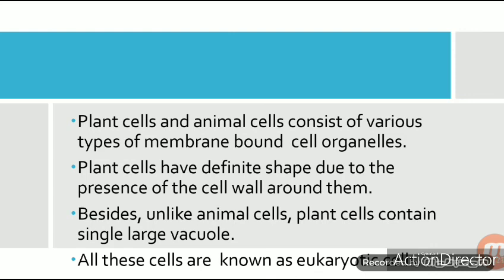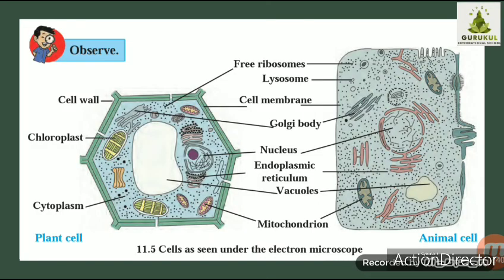Plant cells have a definite shape due to the presence of a cell wall around them. Besides, unlike animal cells, plant cells contain a single large vacuole, and all these cells are known as eukaryotic cells. To understand this, let us look at the figures shown in the slide. On the left hand side, you can see the diagram of the plant cell, and on the right hand side is the diagram of the animal cell.